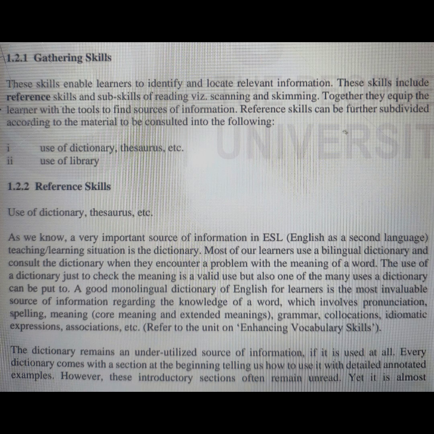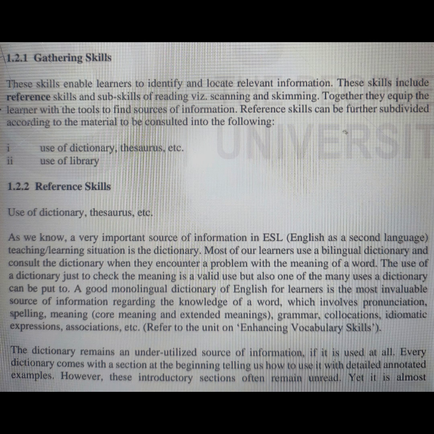Reference skills can be further subdivided according to the material to be consulted into the following: use of dictionary, thesaurus, etc. Use of library. Reference skills. Use of dictionary, thesaurus, etc. As we know, a very important source of information in ESL, English as a second language, teaching, learning situation is the dictionary. Most of our learners use a bilingual dictionary and consult the dictionary when they encounter a problem with the meaning of a word.